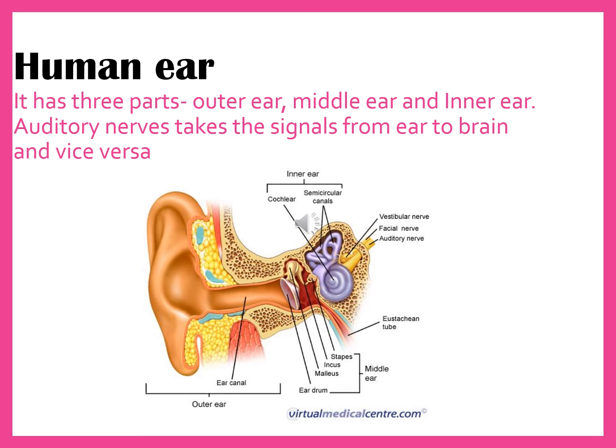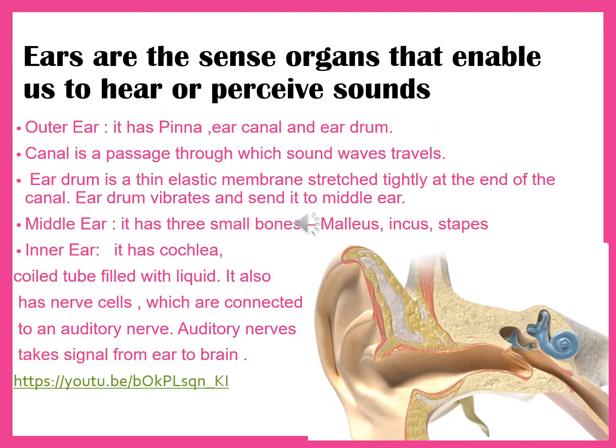So this is how the sound travels from the outer ear to the middle ear and then to the inner ear, then to the auditory nerve, and ultimately the brain will read those things. The same thing again I have written point by point. Whatever the human ear diagram you have understood, the outer ear has two parts, the ear pinna and the ear canal and drum. Canal is a passage, eardrum is a thin elastic membrane, the middle ear has three bones, malleus, incus and stapes, and the inner ear has the cochlea. And ultimately, who is taking the signals? The auditory nerves are taking signals from the ear to the brain.